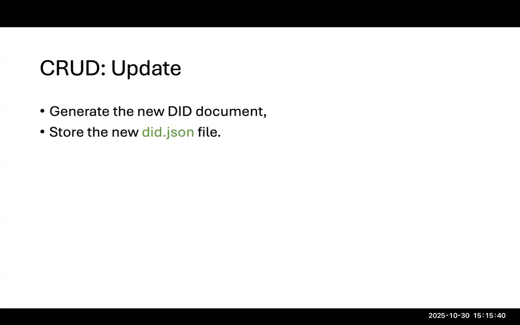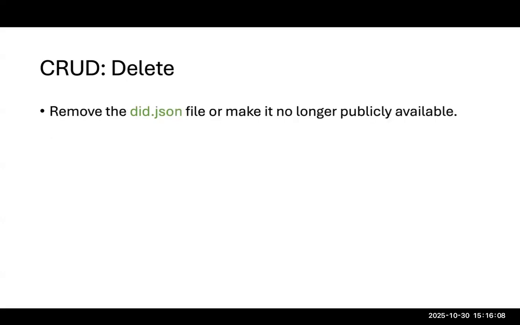Update. Simply store the new DID JSON in the right path on the server. Update, as for the create, requires you to authenticate and be authorized to do that on the server. Again, how to deal with this authentication and authorization is completely out of scope of the DID web method specification. Delete, in this case, we can really delete a file or make it no longer publicly available.